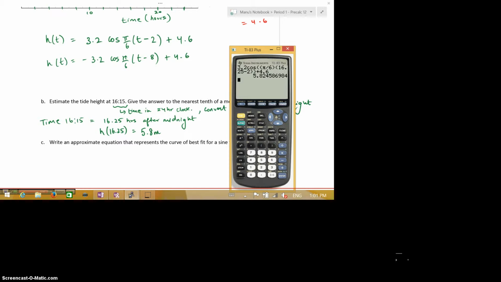One of the other really neat things that we can do, and again, this is not really tested. It's not a big portion of your curriculum, but it's really neat. We do a lot of this in the Foundations 12 course, which is look at data analysis and regression. Your calculator is pretty smart. Your calculator can actually take a look at individual points and try and come up with its own equation of best fit that's going to pass through those points. So the next part says write an approximate equation that represents the curve of best fit for the sine function. So here's how we would go about doing this.